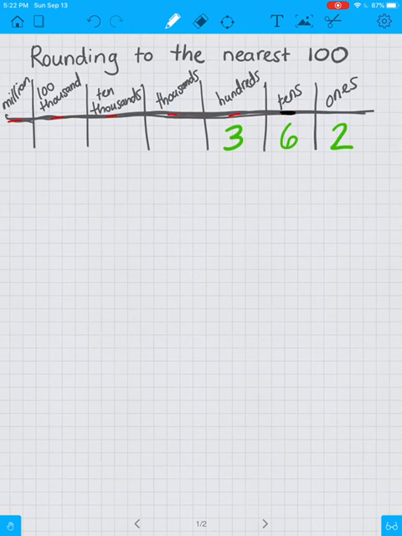Alright, so if I wanted to round to the nearest 100, so last time we rounded the 6, so remember we said is this 6 tens closer to 7 tens, or is it closer to 6 tens, which would be 60 or 70? Now we're thinking about 100s.